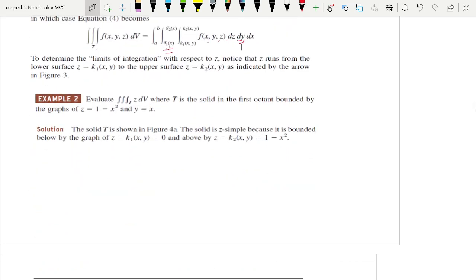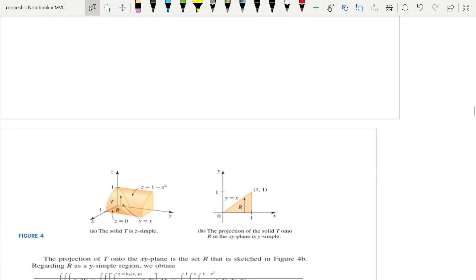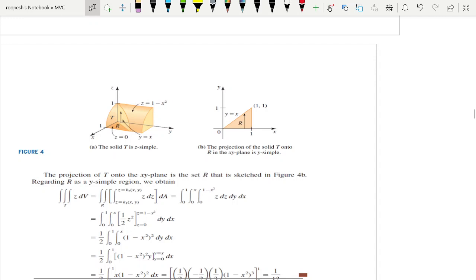Here is one example. Evaluate the triple integral over T of z dV, where T is a solid in the first octant bounded by the graphs of z equals 1 minus x squared and y equals x. So two graphs are given, and T is shown in the figure. So this is the figure.